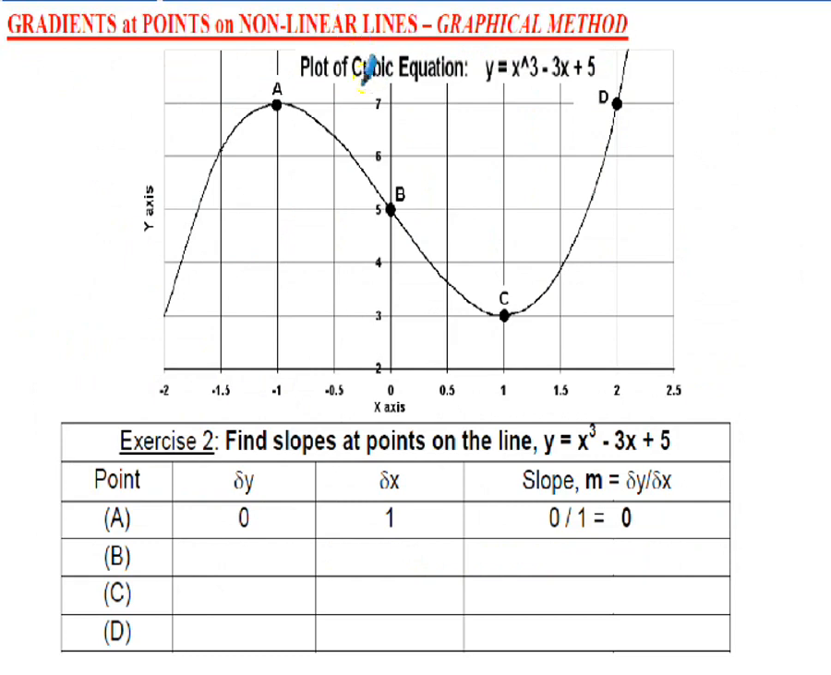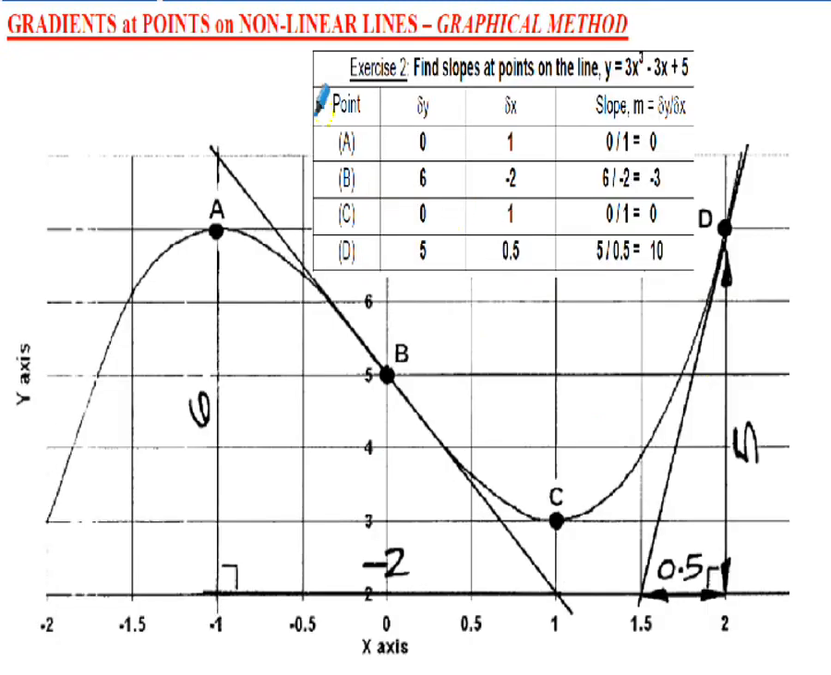Here we're given a cubic equation, y equals x cubed minus 3x plus 5, and we're given 4 points on the curve at which we're asked to work out the gradients. So here's my solution to exercise 2. The equation plotted is y equals x cubed minus 3x plus 5. Now by inspection I can immediately say the tangent line at A and the tangent line drawn at C are going to be 0. So by inspection the gradients at A and C are going to be 0.